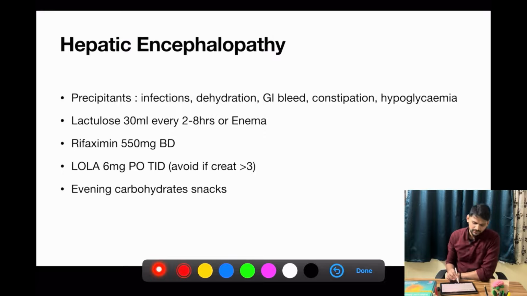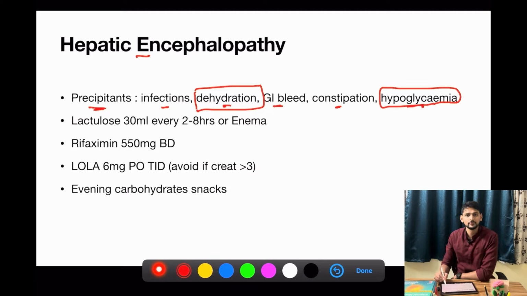Then comes hepatic encephalopathy. In this case, we have to search for the precipitants leading to encephalopathy. The commonest ones are infections and dehydration. This is very important because we often overlook this condition. Or there might be GI bleed, constipation, even hypoglycemia. Because of gluconeogenesis and protein utilization, there might be increased production of ammonia. So these are some precipitants.